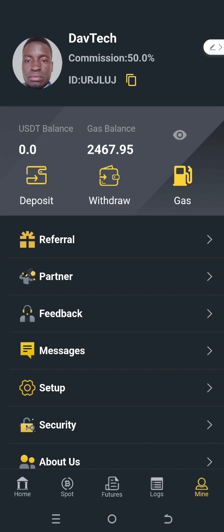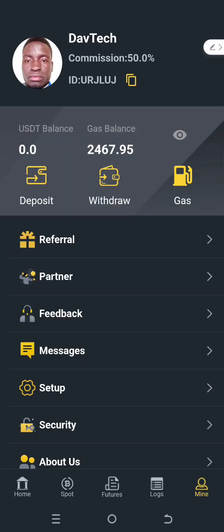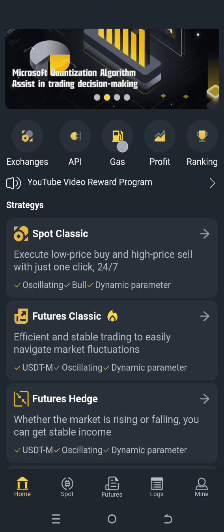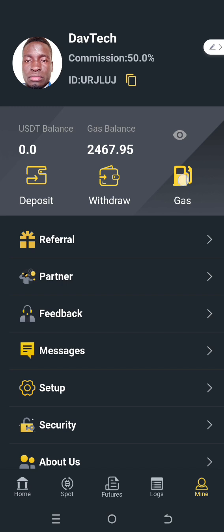Now when you go to the mine page here, the mine page is where you're going to see the deposit. In case you want to deposit money to ApolloBot, you use the mine page. Then we have this gas. The gas, this is the balance of the gas that I have. Still, if you tap here, it is going to take you back to the gas page in the home page. I mean this page here, if you click on the gas from mine, which is this one.